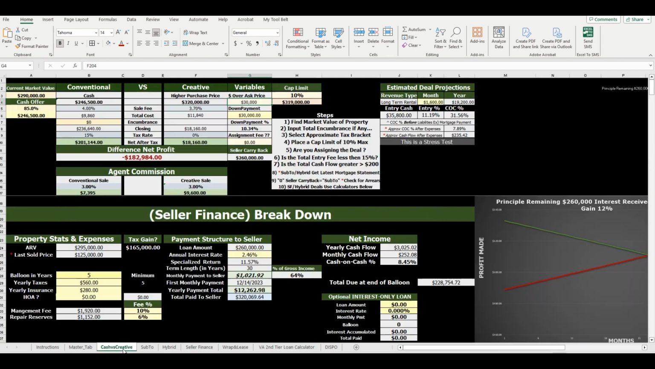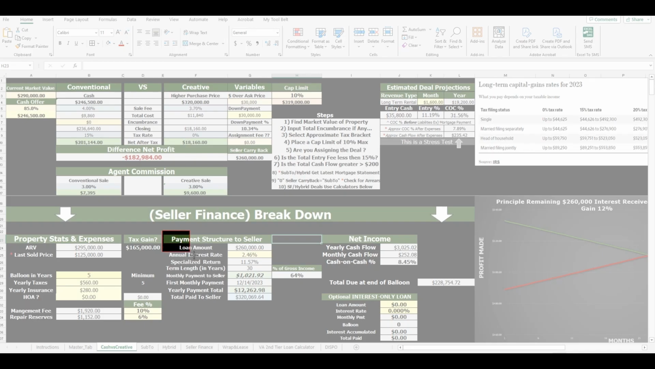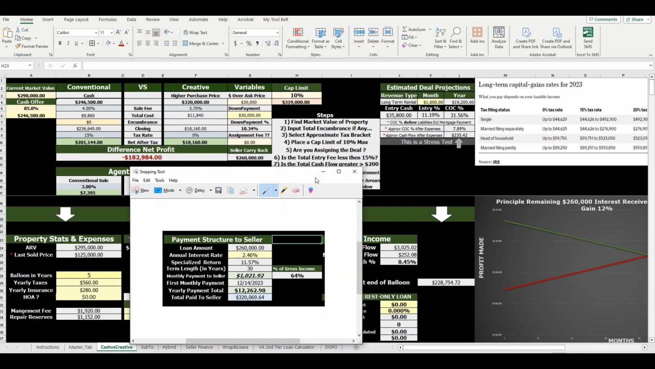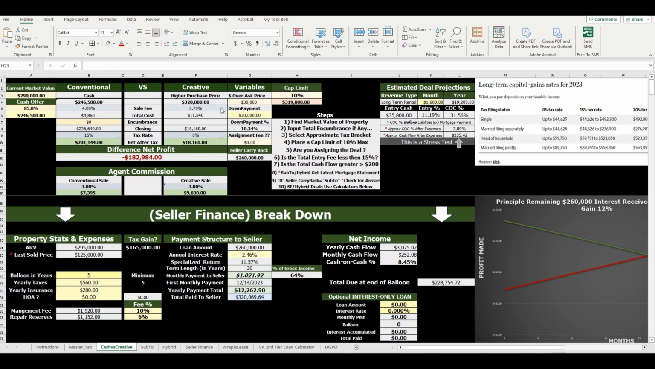Let's go back to our cash versus created calculator. I'm going to take a screenshot of this, and I want to show you real quick before we end this video why reverse seller finance is going to be the way moving forward. Okay, so let's say you agreed to a sales price of $320 on paper, and you gave them $30,000 down. That would put your loan amount at $290. Let's put the interest at 0%.